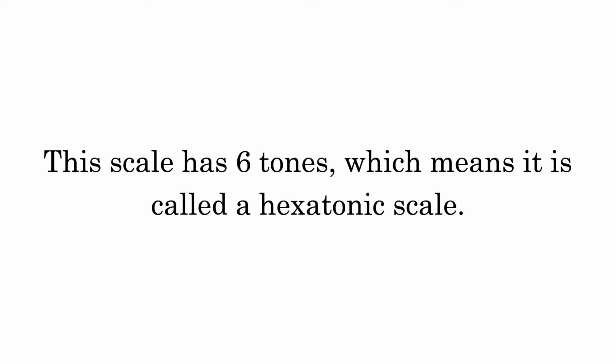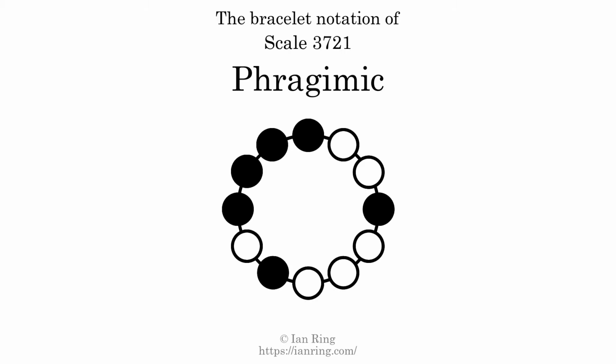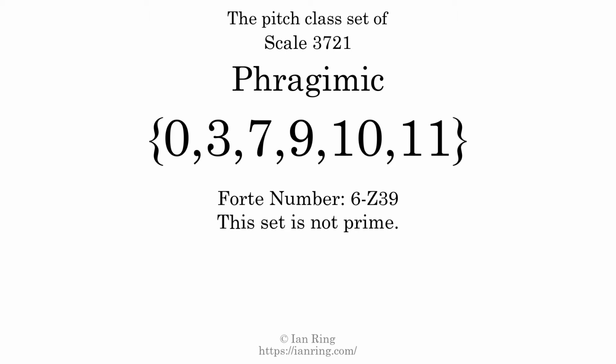This scale has 6 tones, which means it is called a hexatonic scale. This is a bracelet notation diagram of scale 3721. The shaded circles represent tones that appear in the scale, and they are read clockwise, starting at the top. The pitch class set for this scale is 0, 3, 7, 9, 10, 11. The fault class is 6Z39. This set is not prime.